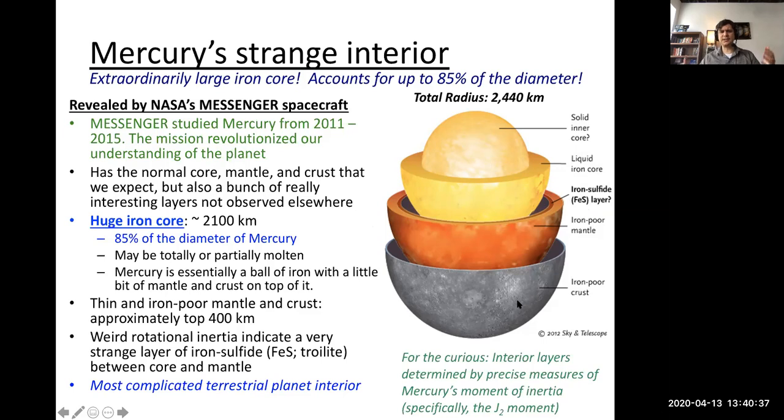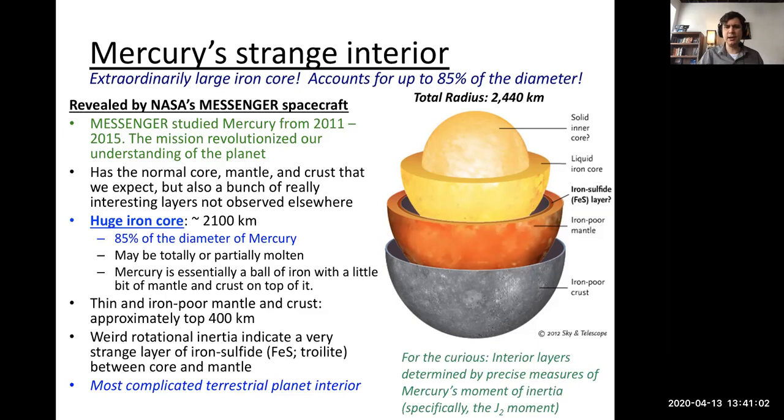How can we determine this kind of information? We don't have seismometers. What we do, and Mercury Messenger did this, is we can map out the gravitational field of Mercury, compare that to its rotation, put all that data together to figure out what are called the moments of inertia for the planet. And there's a specific moment of inertia called the J2 moment. By the way, this is beyond what I expect you to know in the class.